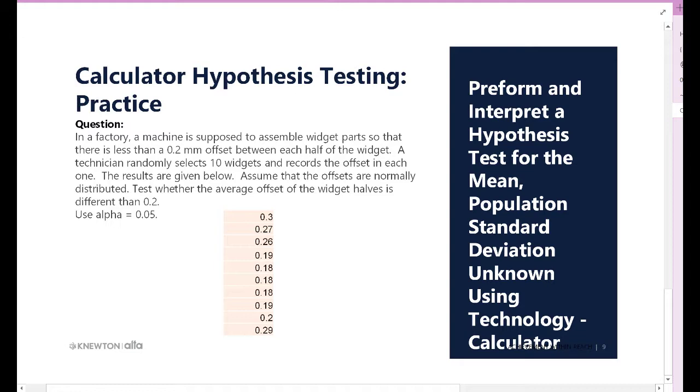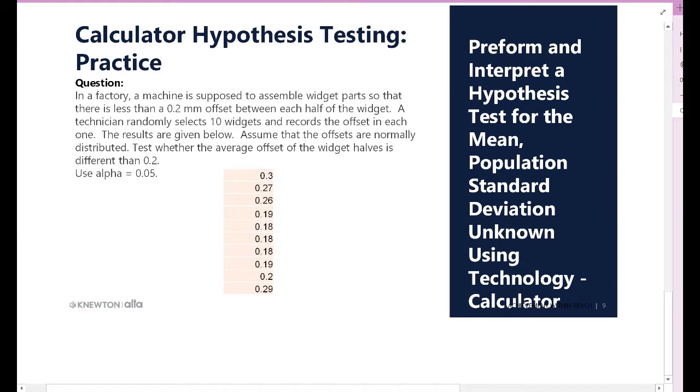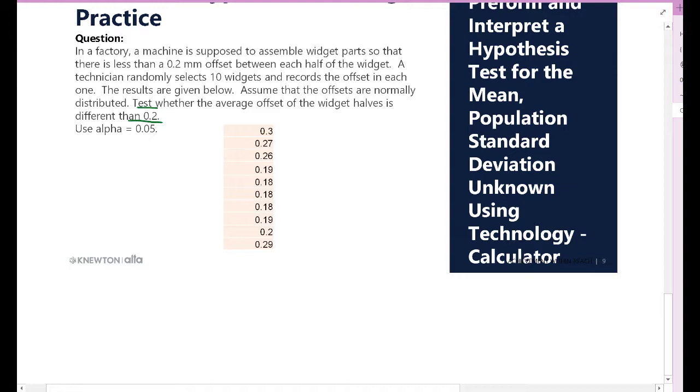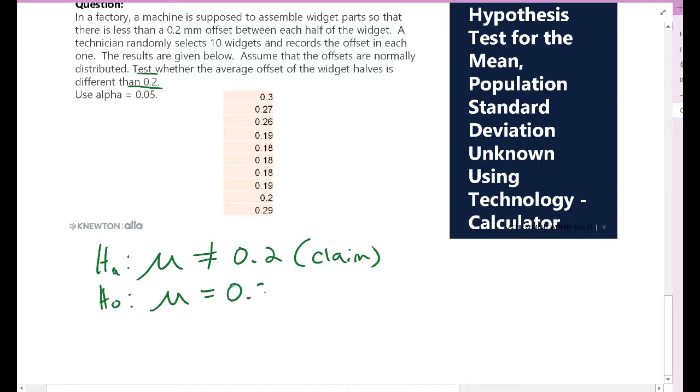Okay, so here we are going to perform a hypothesis test to determine whether the average offset of the widget halves is different than 0.2. We are testing if the mean offset is different than 0.2. So what does that mean? That means that our hypothesis, our claim, is that mu does not equal 0.2. This is our claim, which happens to be the alternative hypothesis. Your H null, on the other hand, will be that the mean equals 0.2.